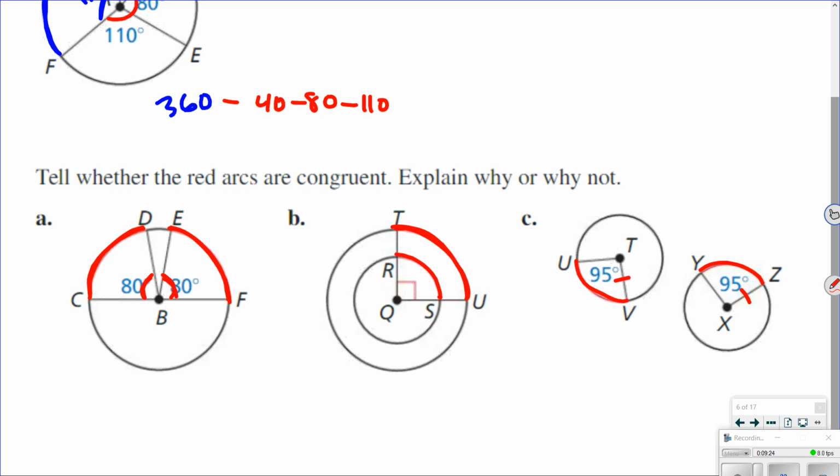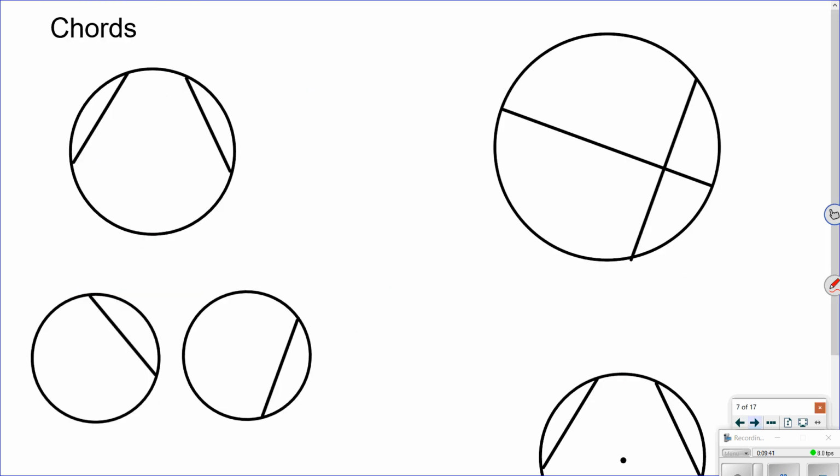So are the arcs congruent? This would be a yes. They're in the same circle and their central angles are equal. This would be a no. Their central angles are equal, but one circle is bigger than the other one. This would be a yes because the circles are the same size and their angles are congruent to each other.